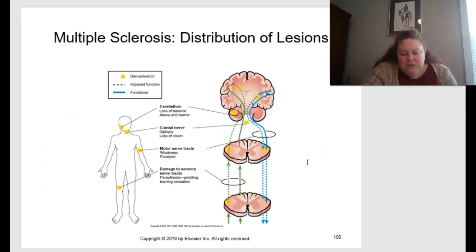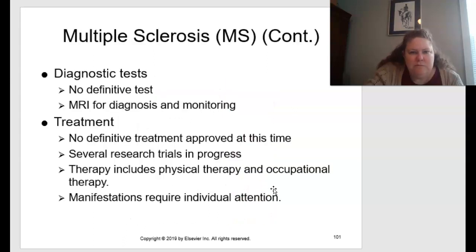This is figure 14.29, and you can see in yellow the areas of demyelination that can occur. In the cerebellum it can cause loss of balance, ataxia, as well as a tremor. In the cranial nerves, it can cause diplopia as well as loss of vision. In our motor nerve tracts, it can cause weakness and paralysis. And damage to the sensory nerve tracts can cause that paresthesia, a prickling or burning sensation. So you can see how this affects. And this is, again, page 371, figure 14.29.